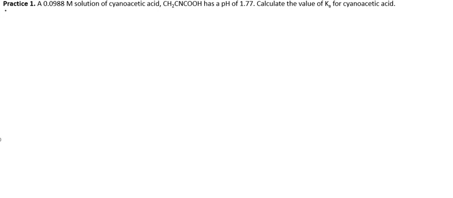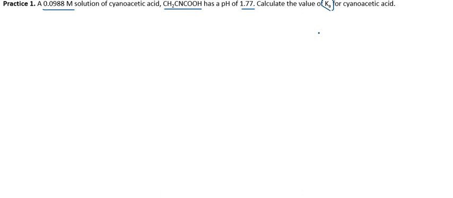In this video, we will be solving practice 1 from the Unit 6 Lesson 5 packet. So let's jump in. A 0.098 molar solution of cyanoacetic acid, CH2CNCOOH, has a pH of 1.77. Calculate the Ka for cyanoacetic acid.